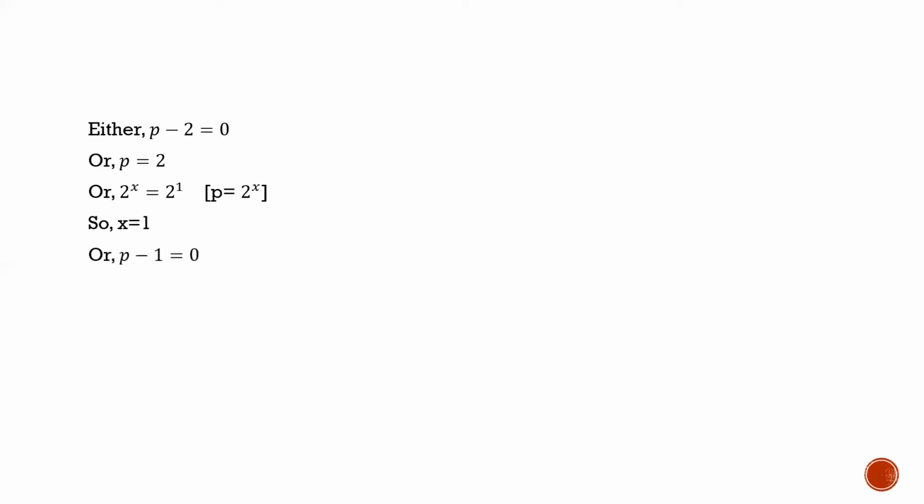And for the second part, p minus 1 equals 0, so p equals 1, or replacing p by 2 to the power x, we will have 2 to the power x equals 1. And 1 can be written as something to the power 0, so to solve this math, we have written 2 to the power 0. Now we have two equal things with the same base, so their powers must be equal, so x equals 0. Therefore the solution is x equals 0 or 1.